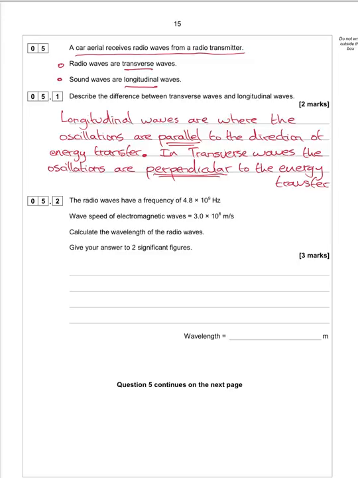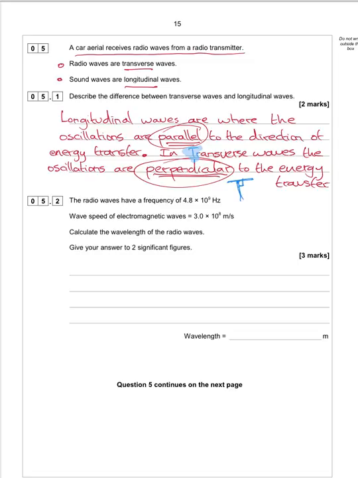So longitudinal waves are where the oscillations are parallel to the direction of the energy transfer, but in transverse waves, the oscillations are perpendicular. One of the ways that you can remember is that in the word transverse, the T has got a nice little perpendicular shape. The top of the T is perpendicular to the vertical, and so that will help you remember that the transverse waves are the perpendicular ones.